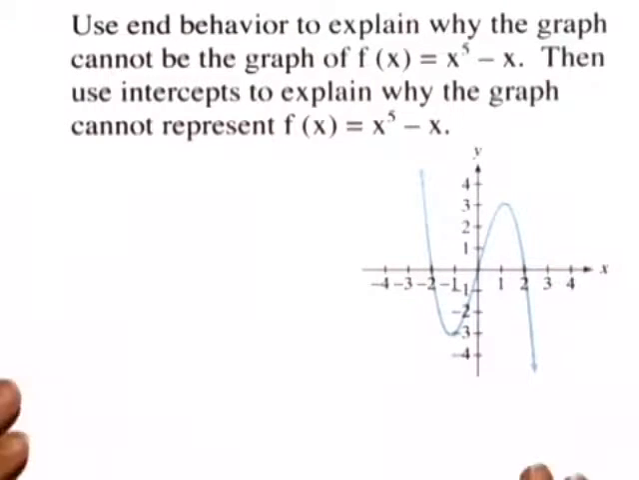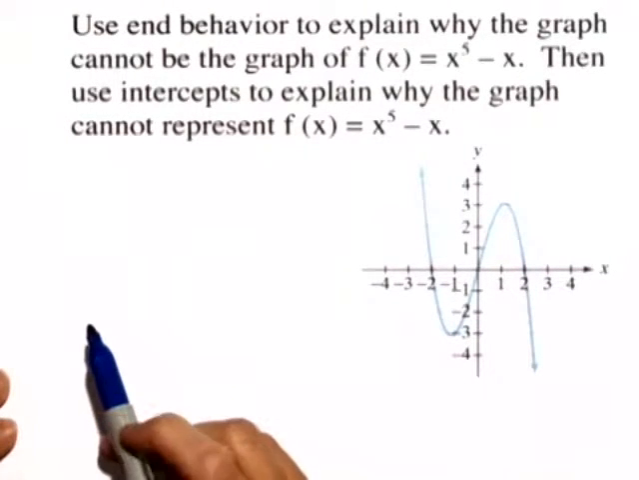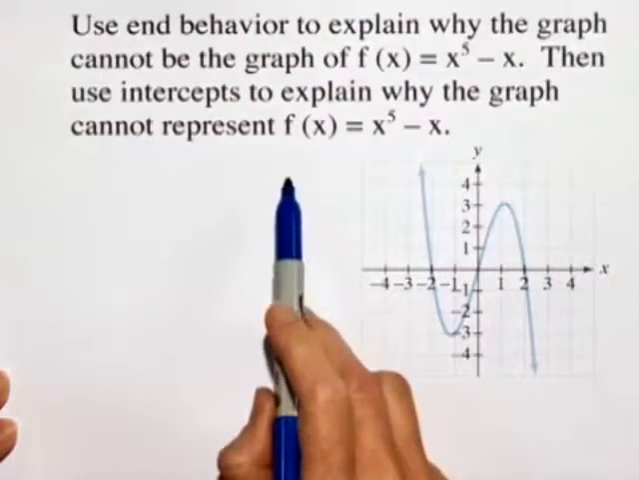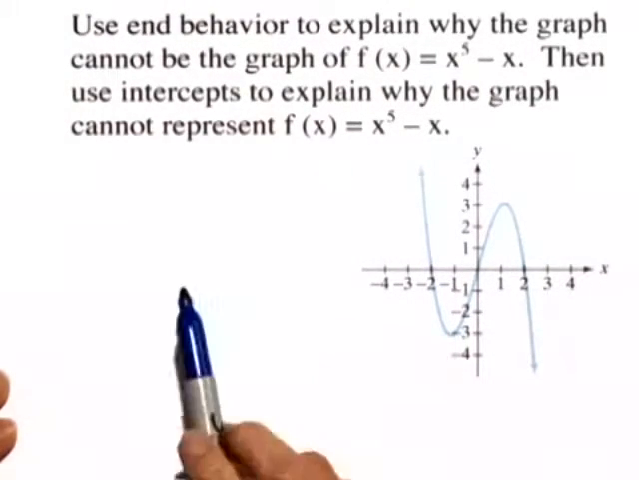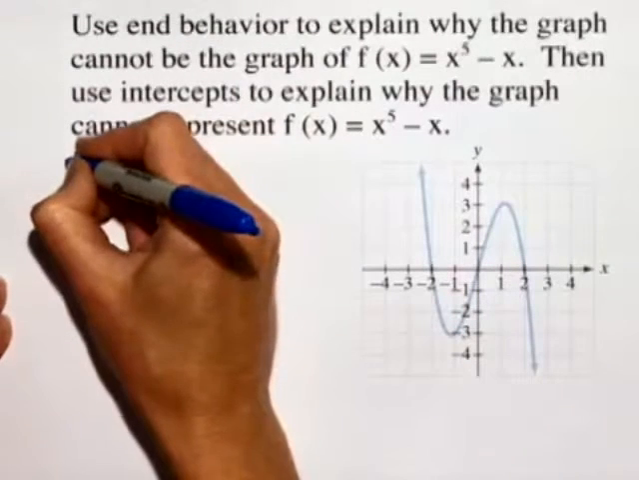For this example, we'll use intercepts and end behavior to analyze the graph of a function. So we have a picture of a graph here, and we want to use the end behavior and the intercepts to explain why this graph cannot be the graph of f of x equals x to the fifth minus x. So let's first of all start with the end behavior.